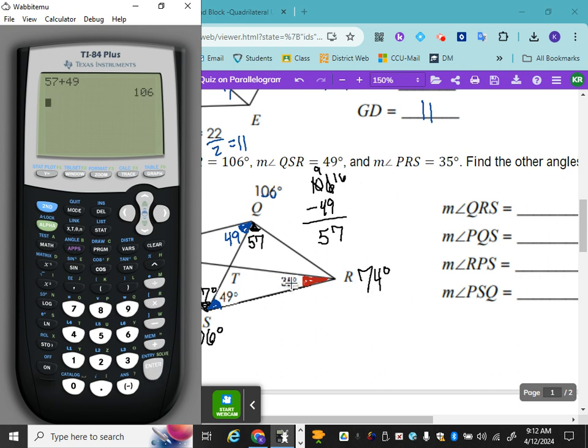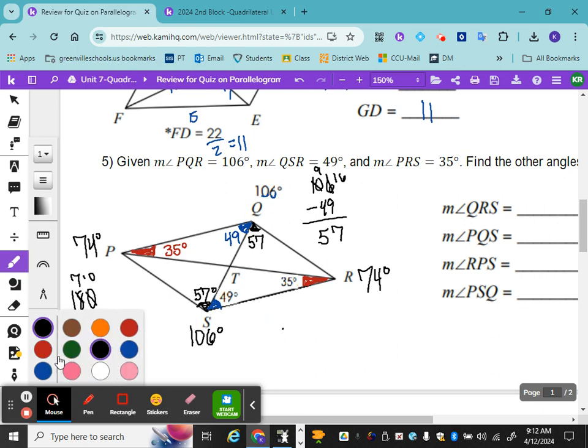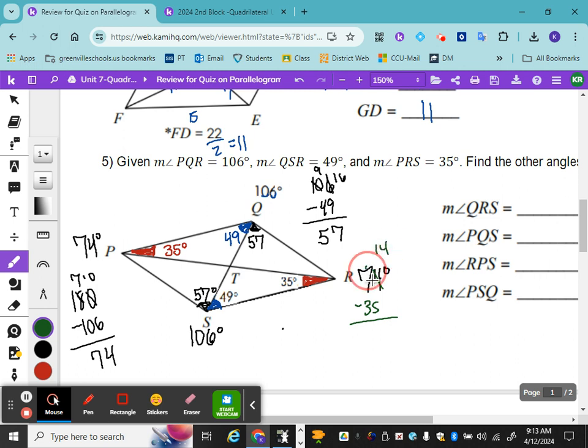And then do the same concept on this side. 74 is the whole angle. 35 is part of it. So if I subtract them, I get 39. So this has to be 39 degrees. And alternate interior, this has to be 39 degrees.